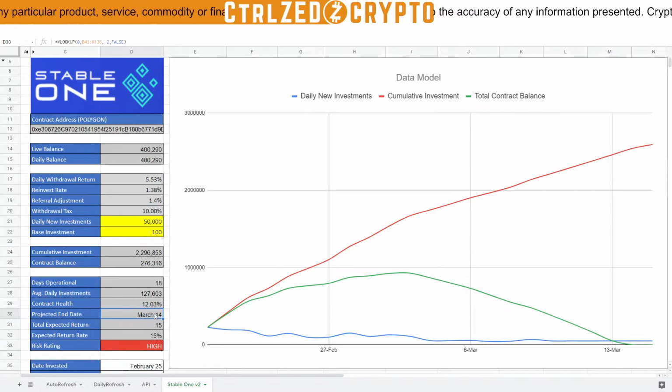Projected end date is when the model predicts it's actually going to run out of money. For me, that is March the 14th. That is what this model predicts. And the total expected return is, if I was to put in $100 today, how much of that money do I get back? The model predicts that you get $15 out of your $100 back. You make 15% of your money back, which is a loss. You're obviously losing 85%, which means that the risk rating here is high.